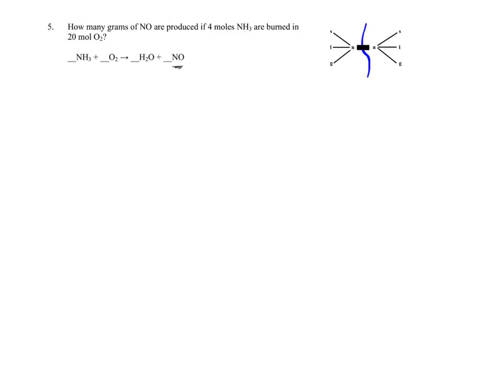I'm wondering with this and this, I probably need to go to 6. Let's try. So if I put a 2 here, that'll give me 2 NO, 2 nitrogens. That gives me 6 hydrogens, so I need to put a 3 there. Oh no, that's going to give me 5 oxygens. So I'd need a 2.5 here. Let's double things.